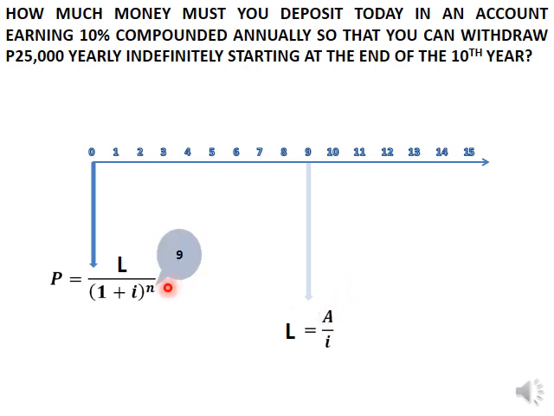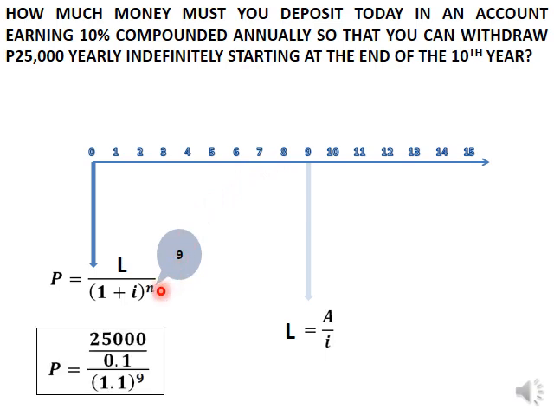We now use n equal to 9 because this single cash flow is located at the end of the 9th year. Don't use 10 because the ordinary annuity has been shifted 1 year earlier according to this formula of the ordinary annuity. That's why the value of n that is to be used here is 9. So we'll have the present worth to be equal to this formula.